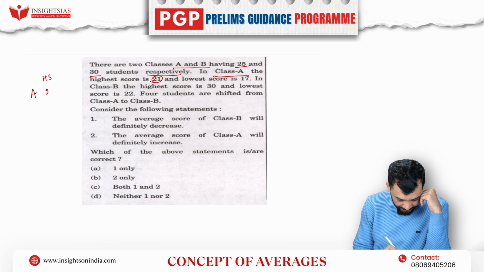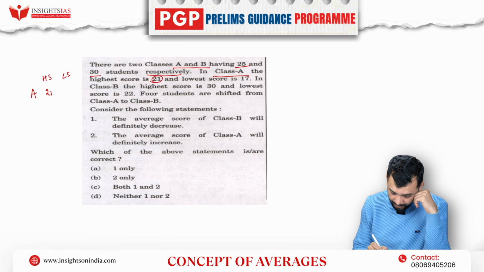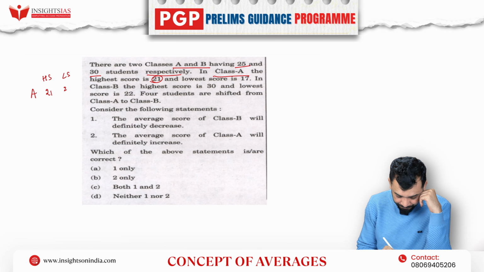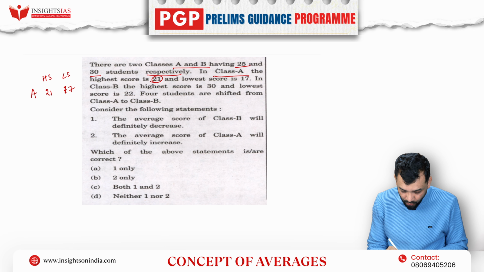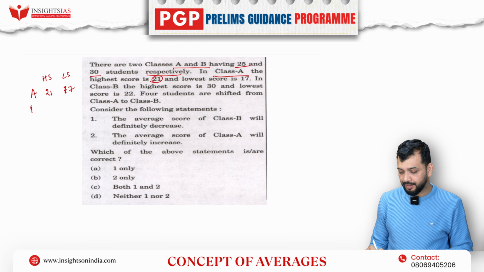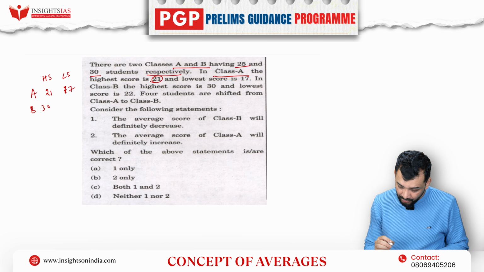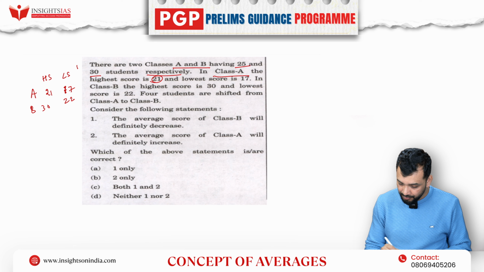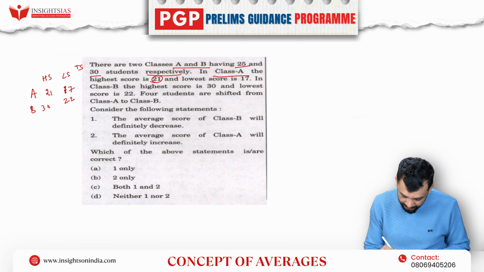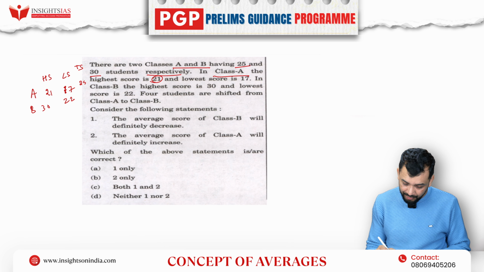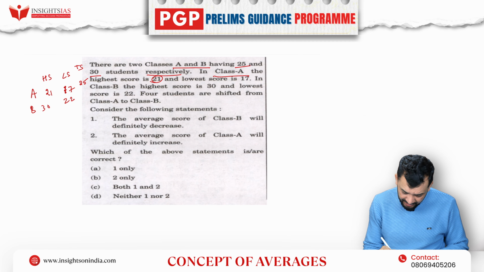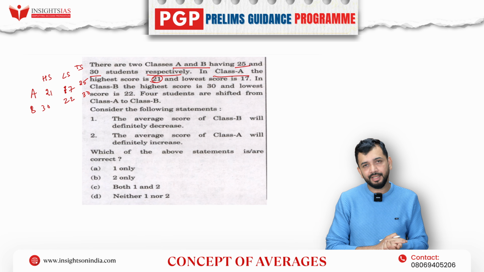Highest score is 21. Lowest score is 17. Next, in class B, highest score is 30, and the lowest score is 22. Now, the total number of students: from class A there are 25 students, and from class B there are 30 students. Now this is the data that has been given.